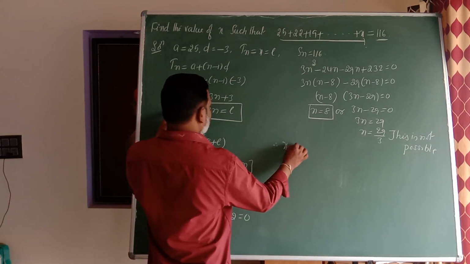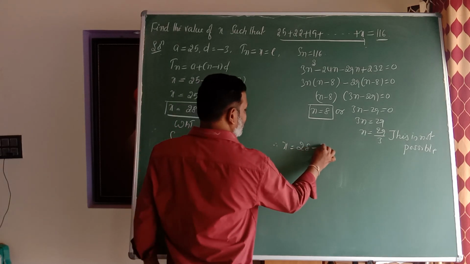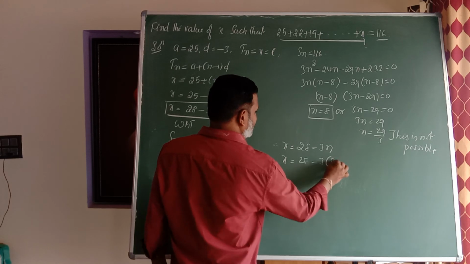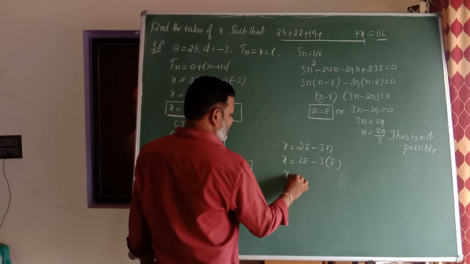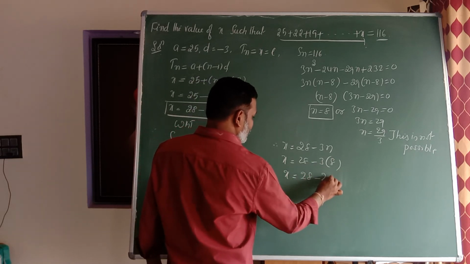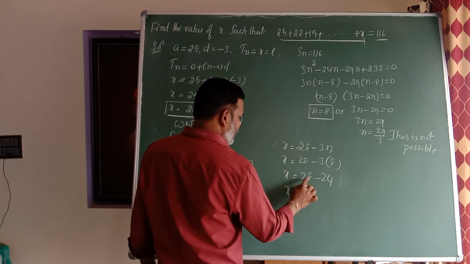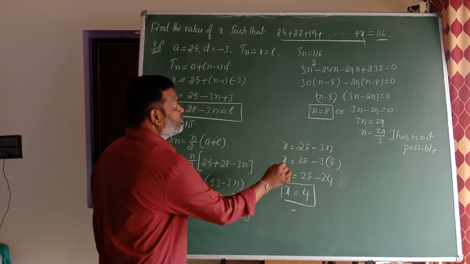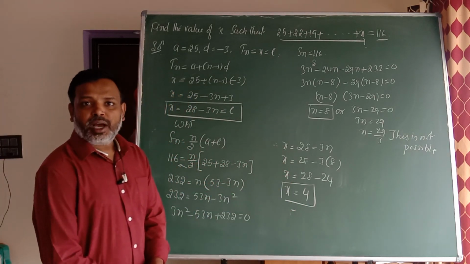Therefore, x is equal to, what is x here? 28 minus 3n. x is equal to 28 minus 3 into n, which is 8. x is equal to 28 minus 24. That you will get x is equal to 4. This is what? Understand my concept?